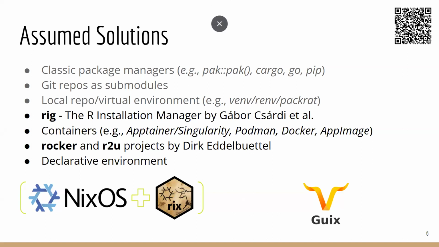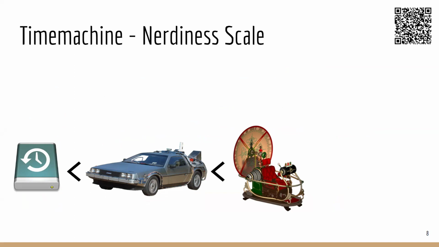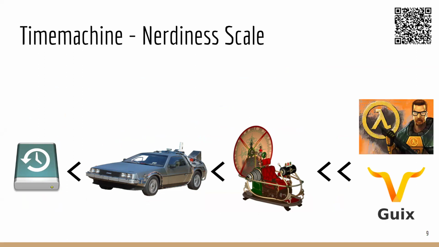So the solution is basically Time Machine. The majority of people probably think Time Machine is this one. Some nerdy people might think it's that one or that one, which is the nerdiness scale. If you know what that means, then you're my type of people.